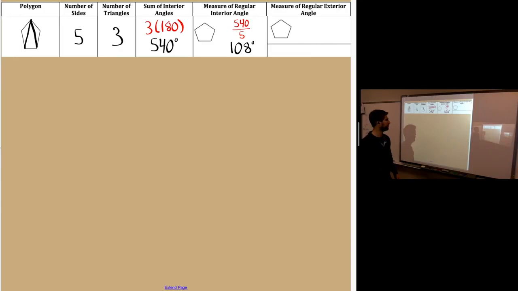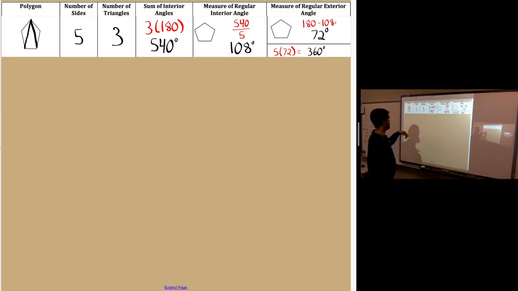Now, hopefully we understand how we're getting the exterior angle here. So we take our 180 and subtract our regular interior, giving us 72 in this case. And if each exterior angle is 72, and there are five of them, I can do 5 times 72 to give me 360 degrees. Kind of seeing a pattern here. All right, let's see if it continues.